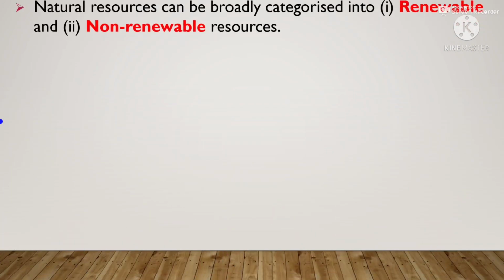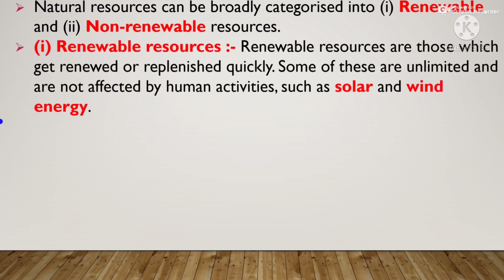Next is, natural resources can be broadly categorized into renewable and non-renewable resources. So natural resources can be categorized into two types. One is renewable and another one is non-renewable. So what does this mean? First one is renewable resources. Renewable resources are those which get renewed or replenished quickly. Some of these are unlimited and are not affected by human activities, such as solar and wind energy. So solar and wind energy are the examples of renewable resources.